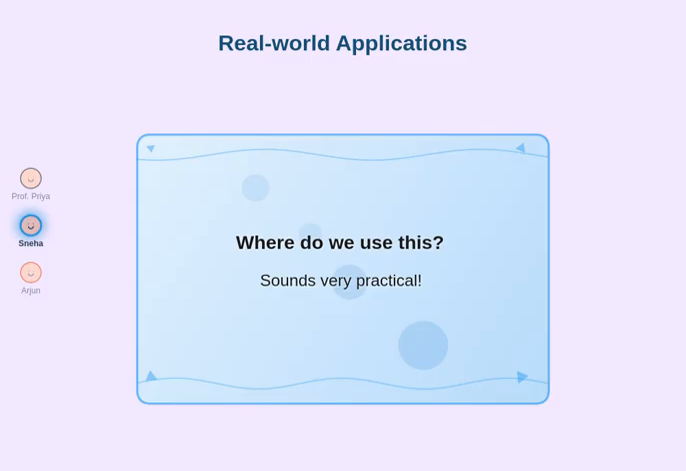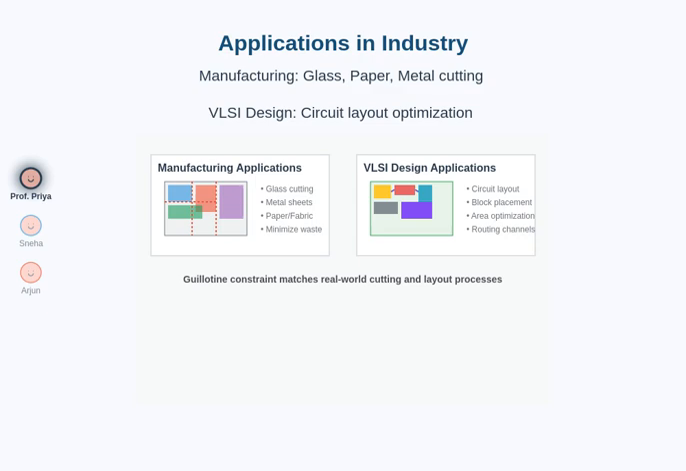This sounds very practical. Where would we actually use guillotine strip packing in real applications? Great thinking. This is used extensively in manufacturing for cutting glass, paper, or metal sheets, and in VLSI design for optimizing circuit layouts. The guillotine constraint matches real cutting processes.